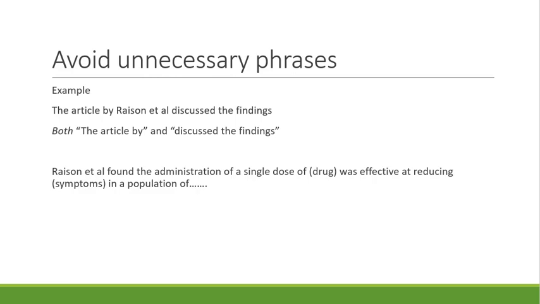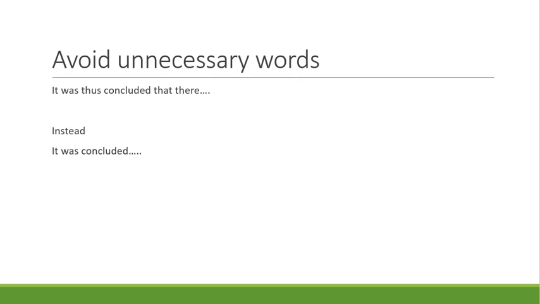Avoid unnecessary phrases. An example here is "the article by Racine et al. discussed the findings." Unnecessary phrases could be "the article by" and "discussed the findings." Instead, to tighten it up: "Racine et al. found the administration of a single dose of the drug was effective at reducing symptoms in a population of X, Y, and Z." "It was thus concluded that there were..." In this case, why do we need the "thus"? Just "it was concluded."